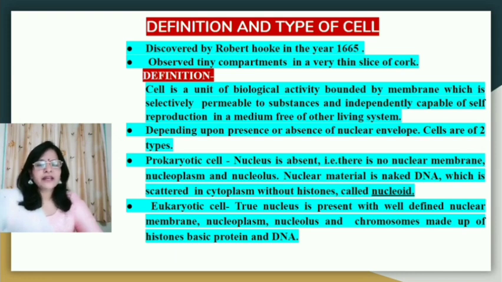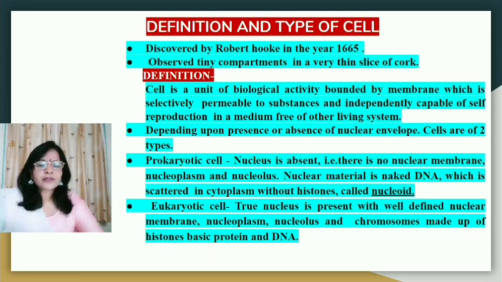Cell can be defined as a unit of biological activity bounded by a membrane which is selectively permeable to substances and independently capable of self-reproduction in a medium free of other living systems. Depending upon the presence or absence of nuclear envelope, cells are of two types, prokaryotic cell and eukaryotic cell.